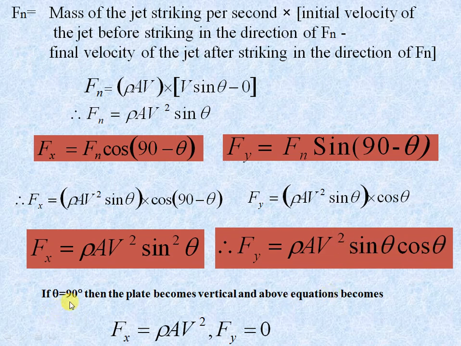Just consider, if theta is equal to 90, the plate becomes vertical. At that time the above equations convert into the first case, the force exerted by the jet on a vertical flat fixed plate. So Fx is equal to rho a v square, and the Fy value becomes 0.